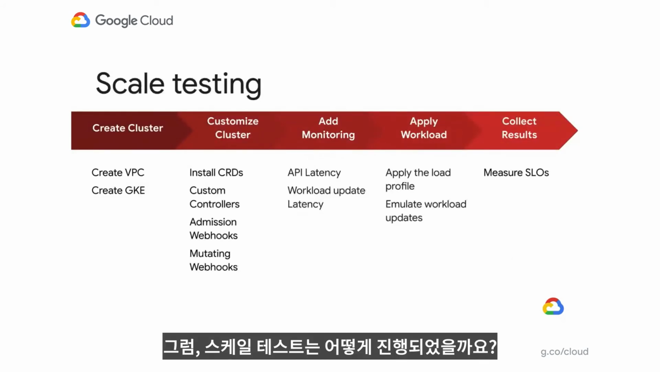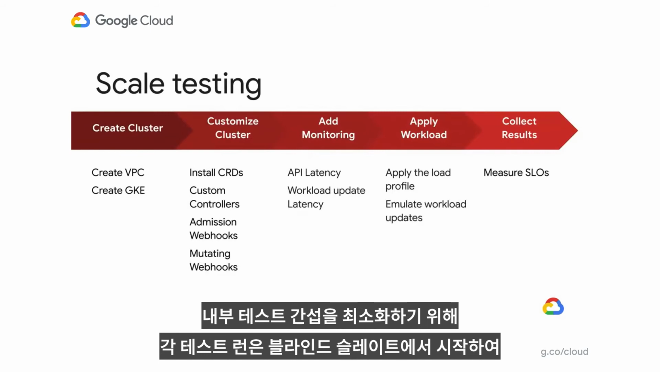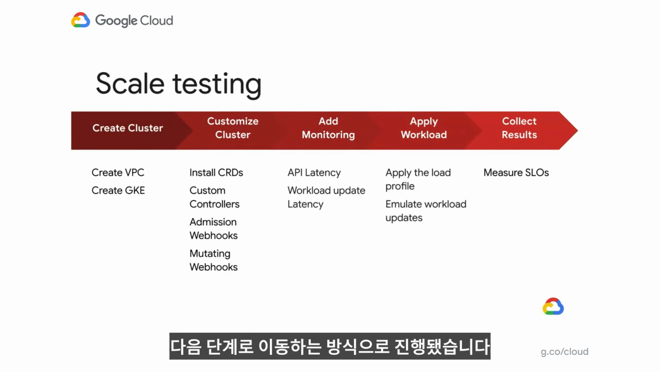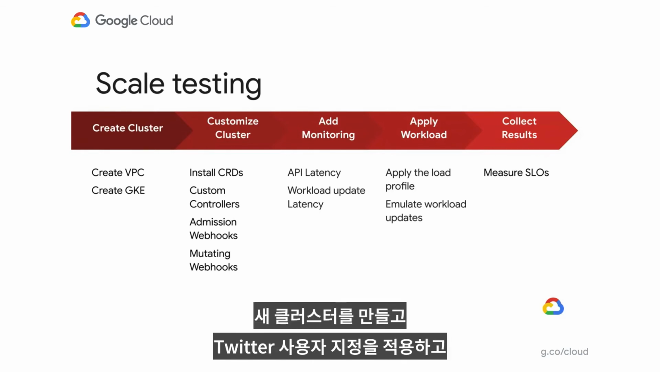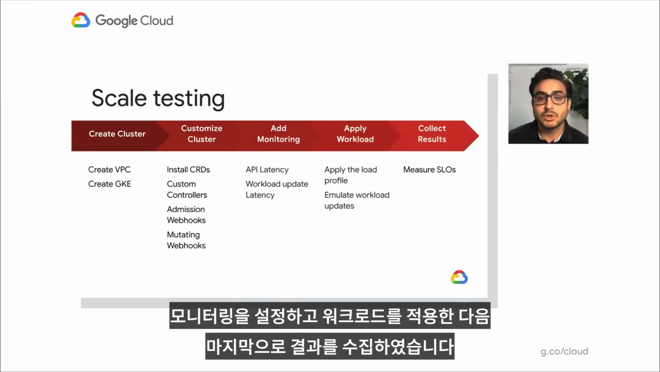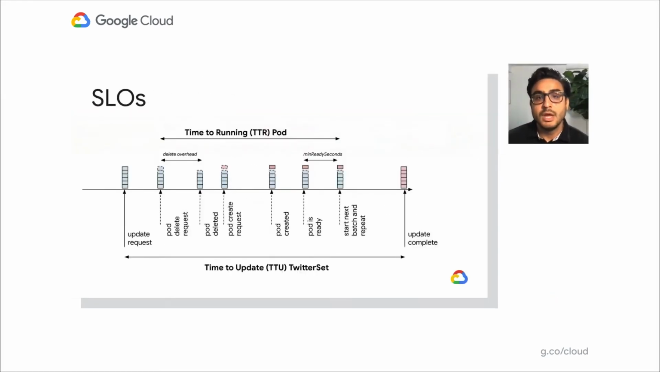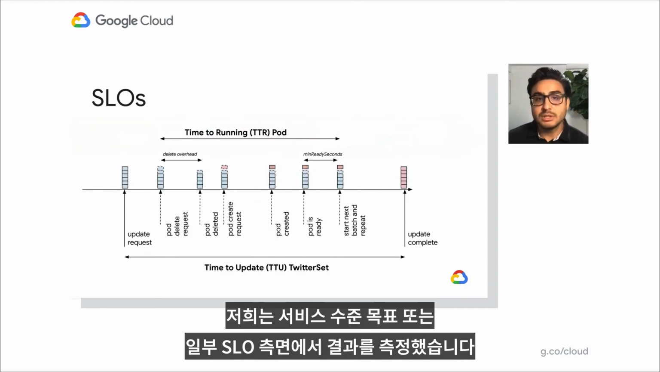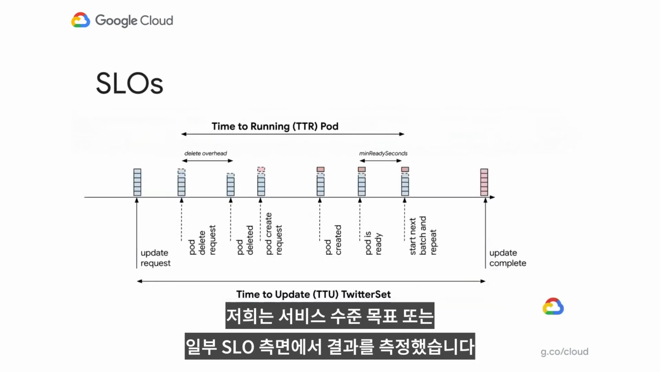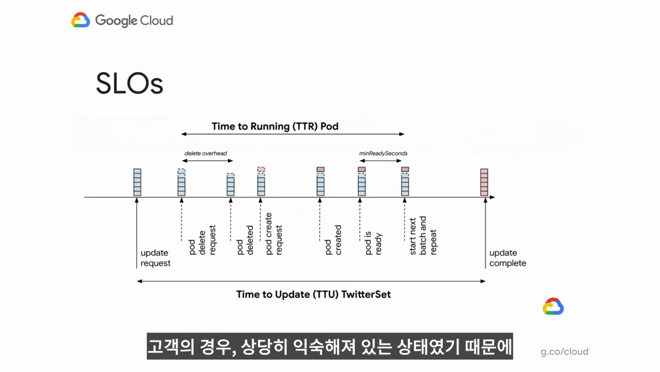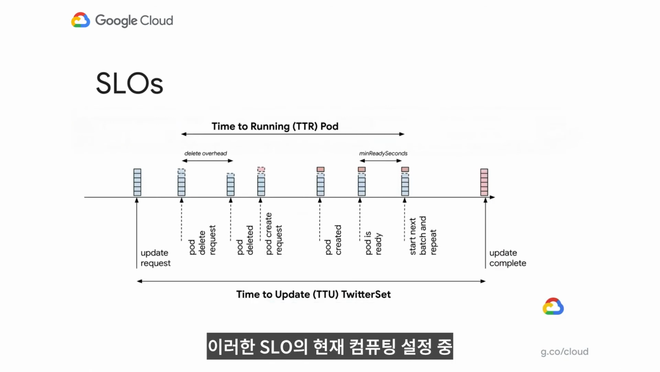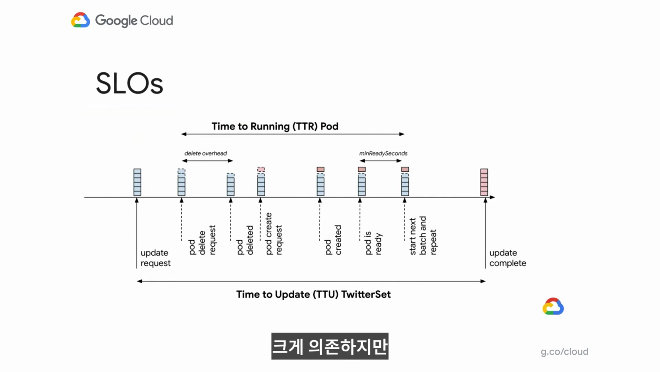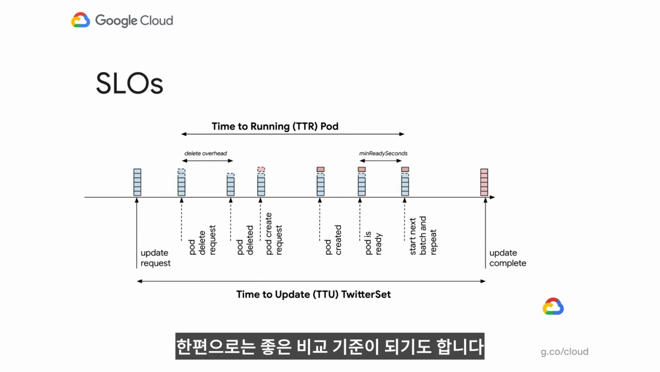So what does a scale test look like? To minimize inter-test interference, each test run starts from a blank slate and goes through the following steps. We create a new cluster, we apply Twitter customizations, we set up some monitoring, we apply the workload, and finally we collect the results. We measured these results in terms of service level objectives, or SLOs. We carried some of these SLOs from our current compute setup since our customers are pretty much used to them. Although in practice these SLOs highly depend on workload configuration, they give us a good baseline for comparison.